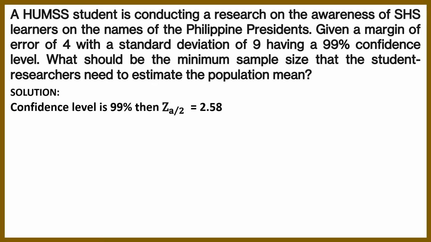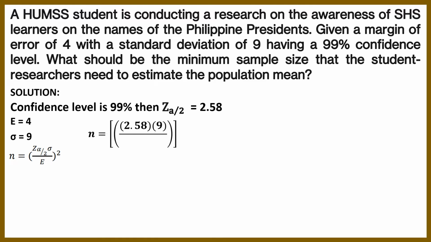So the given is the confidence level of 99%, then the value of our C coefficient is equal to 2.58. So kung titingnan natin yung table before, ang value ng 99% is equal to 2.58. Then our margin of error is equal to 4. Our standard deviation is equal to 9. Then the formula we use is the sample size formula. So substitute lang natin itong mga given natin dito sa formula natin.